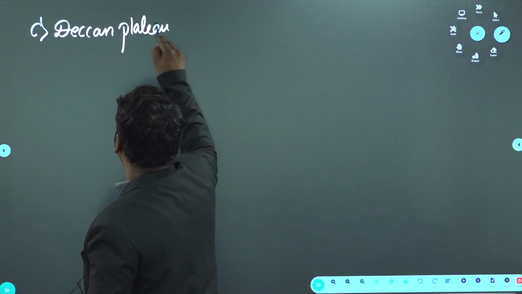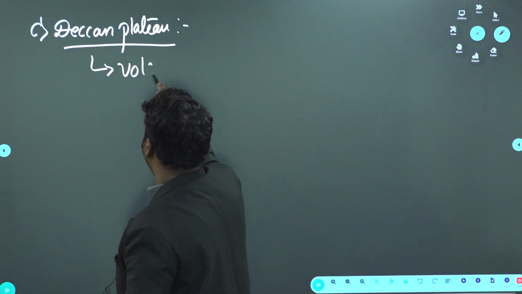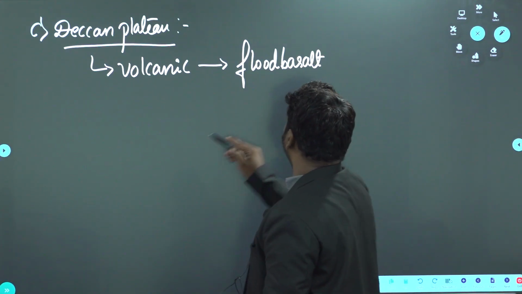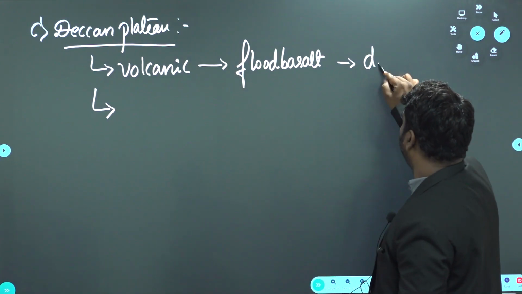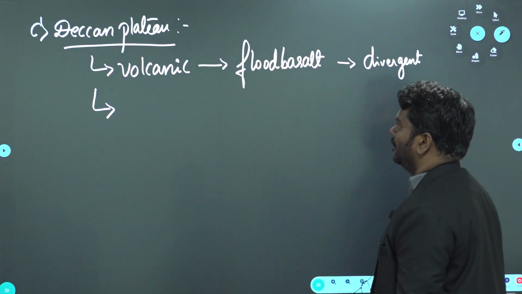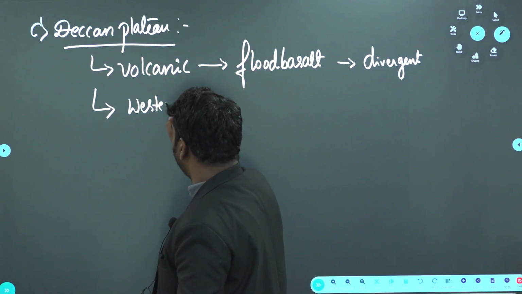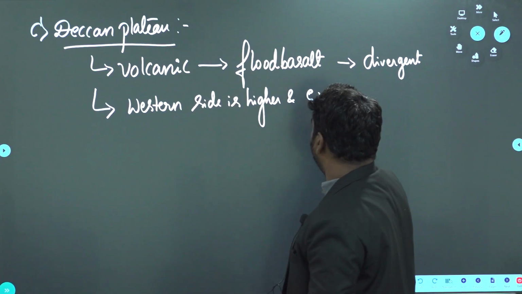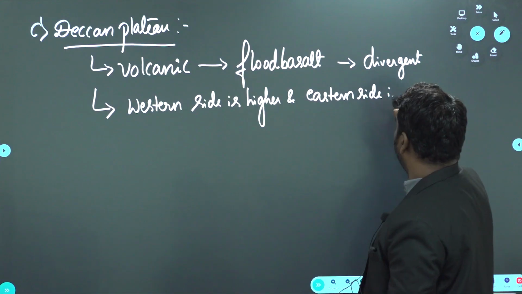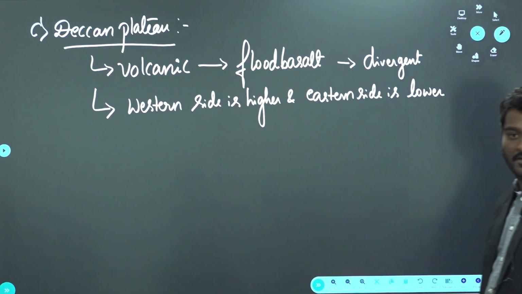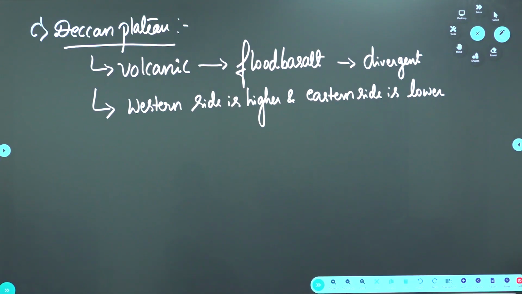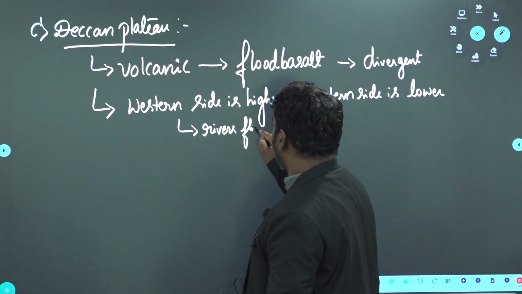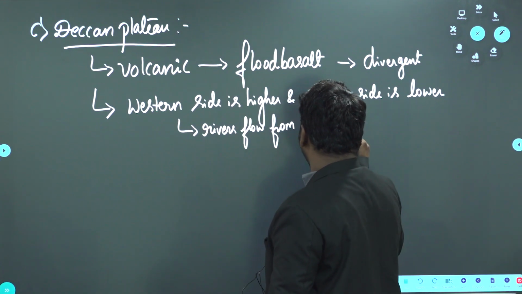The most prominent question in Deccan Plateau is, it is volcanic and the volcano name is flood basalt, associated with divergent boundary. Second is a very repeatedly asked one. Western side is higher and eastern side is lower. Deccan Plateau: western side is higher, eastern side is lower. Because of this, reverse flow from west to east.